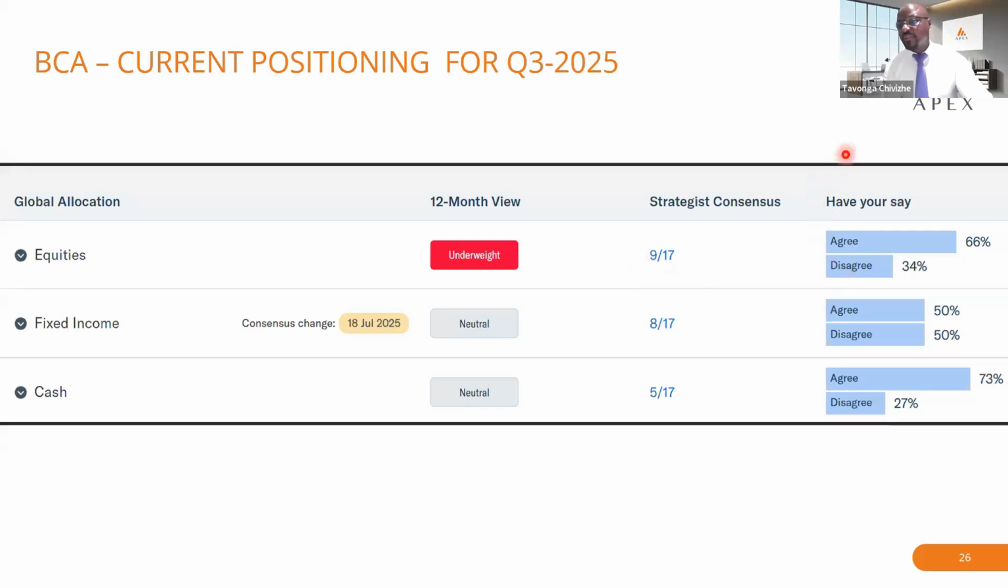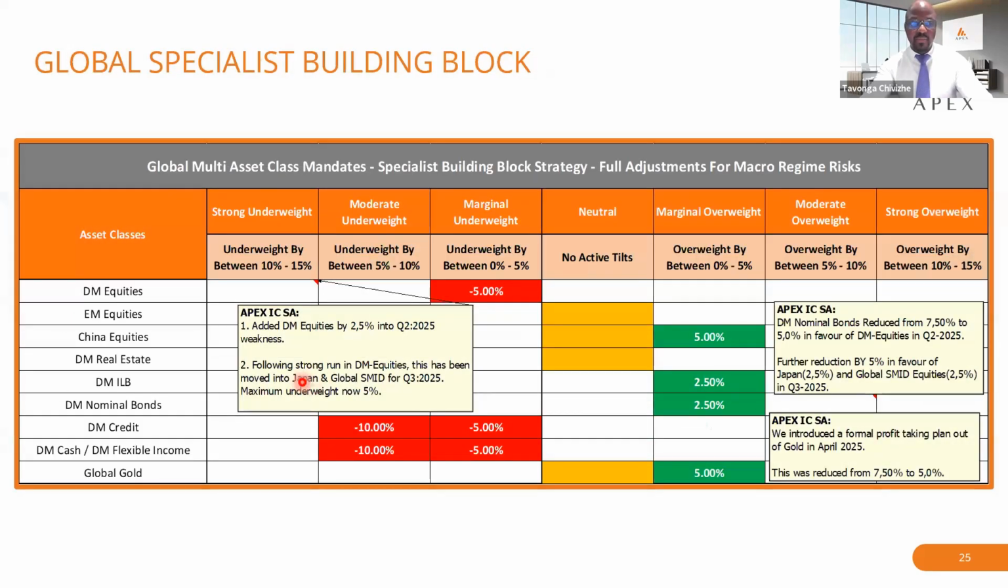The last column is subscribers like us who also vote. And you can see many of us are in agreement with the underweight equities. It's a 50-50 as far as DM fixed income is concerned. And actually on the 18th of July, this was overweight when I met you last time. This is now neutral.